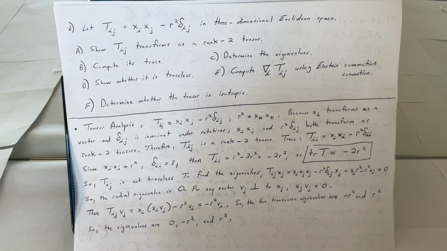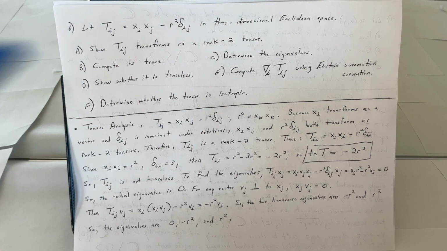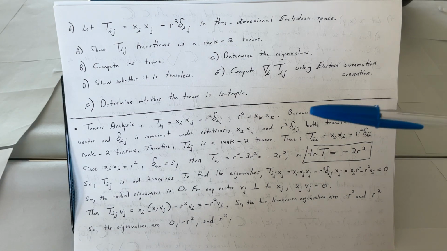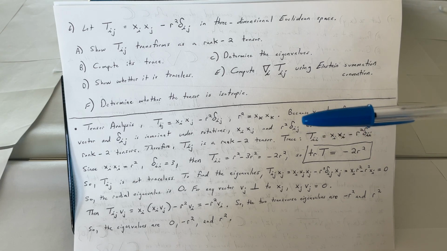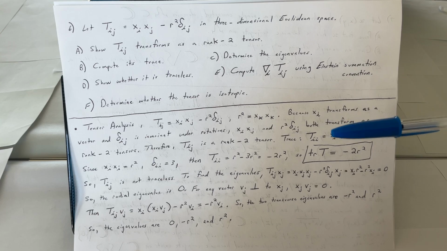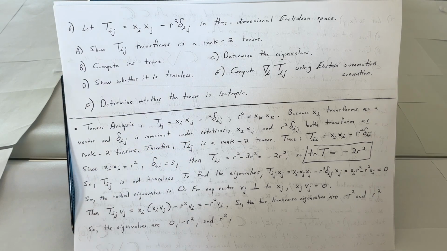So this is a tensor analysis problem. Here we have T_ij = x_i x_j - r² δ_ij, where r² = x_k x_k. Because x_i transforms as a vector and δ_ij is invariant under rotations, we can say x_i x_j and r² δ_ij both transform as rank 2 tensors. So therefore the tensor T_ij is a rank 2 tensor.